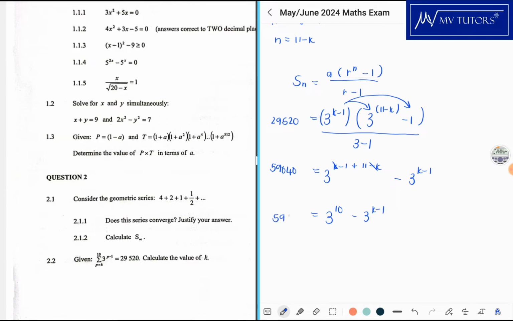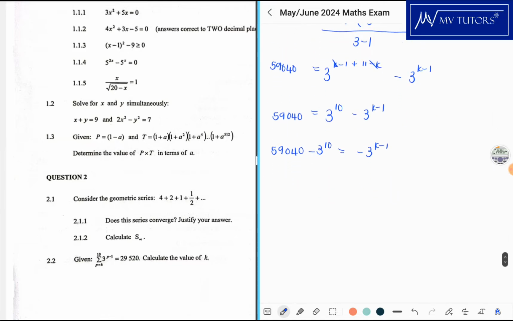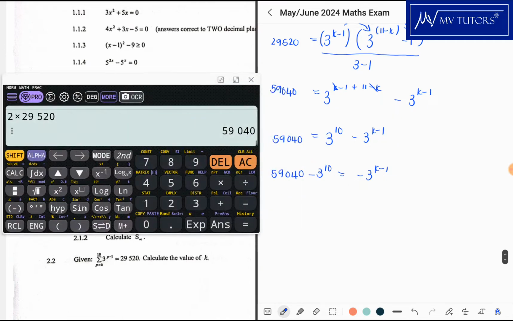And then we have 59,040. So I'm going to take 3 to the power 10 to the other side. Then I'm left with negative 3 to the power k minus 1. Okay, so now let's use the calculator. We have 59,040 minus 3 to the power 10. Okay, so we have negative 9 is equal to negative 3 to the power k minus 1.